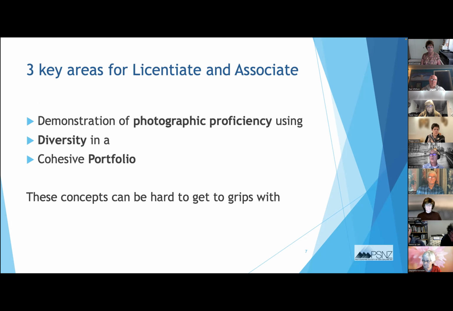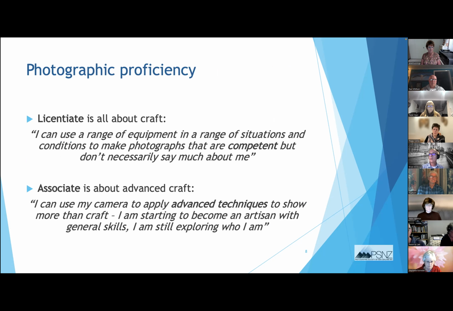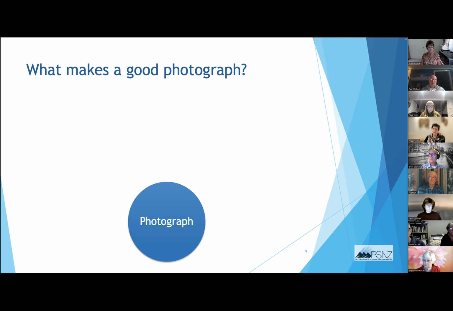Okay, so the key areas for the associate is your demonstration of photographic proficiency, and that's a step up from the licentiate. And then diversity is the other aspect, and that diversity is about showing your general skills in photography. So we can show that you can apply advanced skills in a wide range of circumstances, and then we're looking to you to be able to put a portfolio together, so a cohesive set of photographs. And these concepts can be hard to get grips with, so we'll talk a little bit more about that. But initially, I think proficiency is something we need to understand a little bit better.